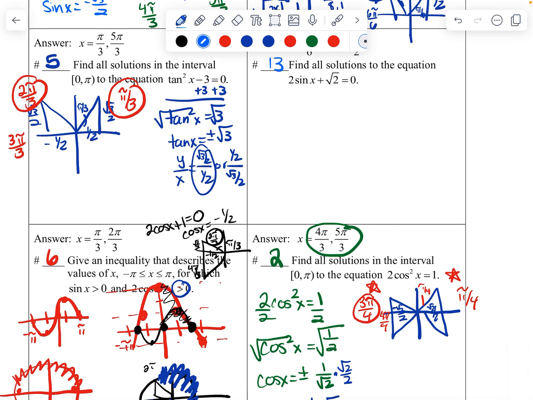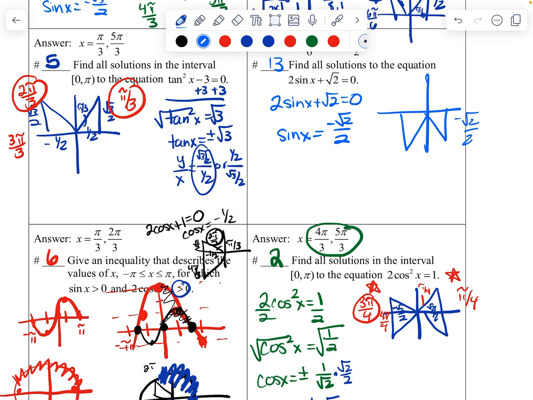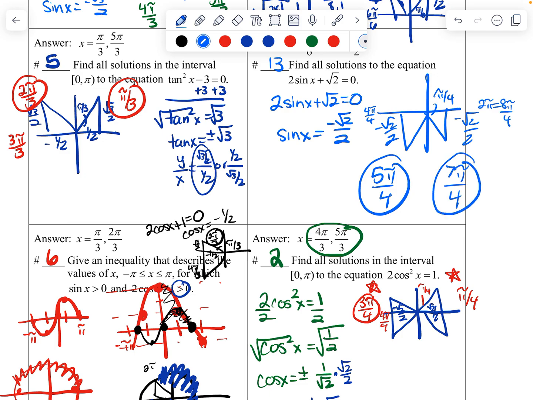Okay, so find all solutions. So 2 sine of x plus the square root of 2 equals 0. So if I solved for the sine of x, subtract the square root of 2, divide by 2. Finally, a nice easy one. So we have negative square root of 2 over 2, which means this is pi over 4. 4 pi over 4, so that would mean 5 pi over 4. And then this is 2 pi, or 8 pi over 4. So that's 7 pi over 4.